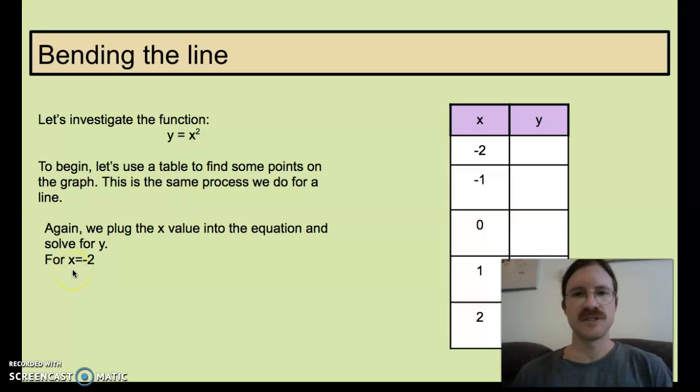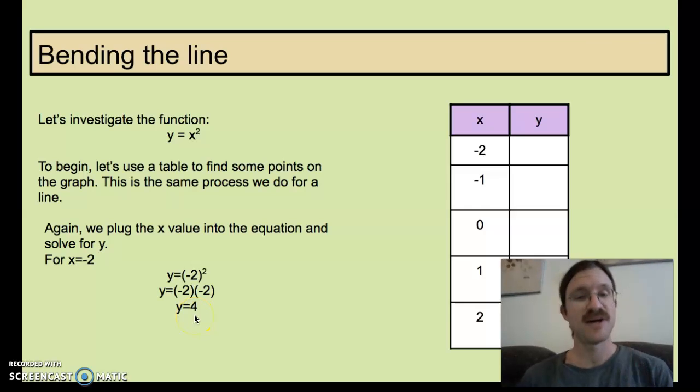So for x equals -2, we plug it in. So again, here's our x. In this case, we're plugging in -2. So we get y equals (-2) squared. Remember, that's in parentheses, so this is the same as -2 times -2. And we remember a negative times a negative equals a positive. So y equals positive 4. That is what we're going to plug in to this table, just like with a line.